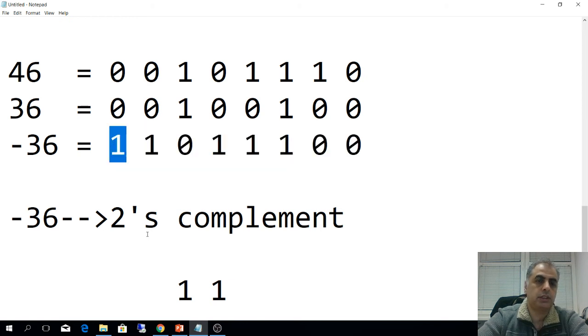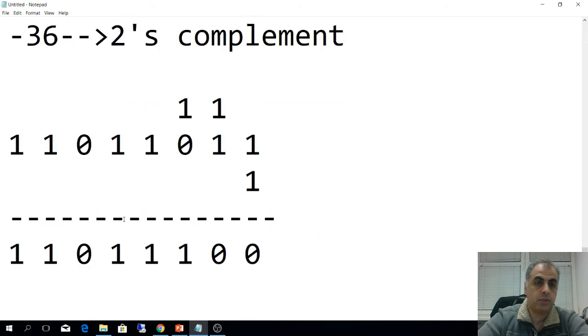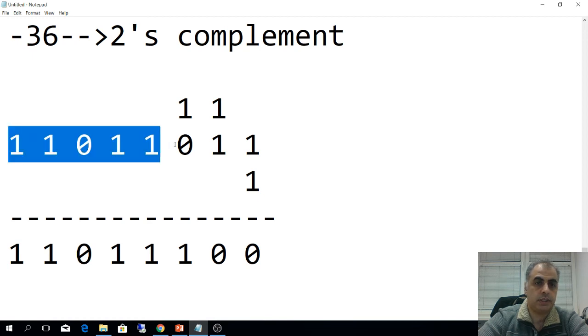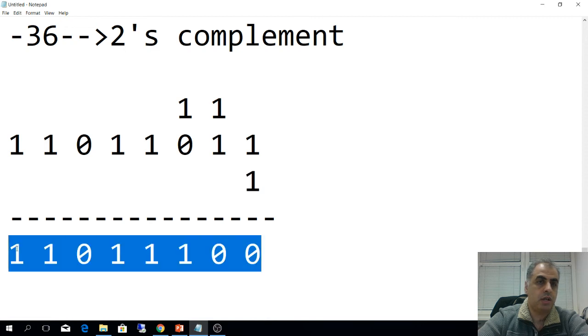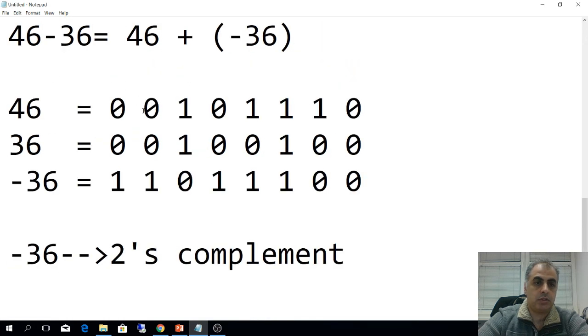Here it is. This number 1 is showing that it is minus. How does it come? It comes from 2's complement. How did we do it? We just converted everything to 1's complement, plus 1 becomes 2's complement. Okay, now let's come back to our duty.